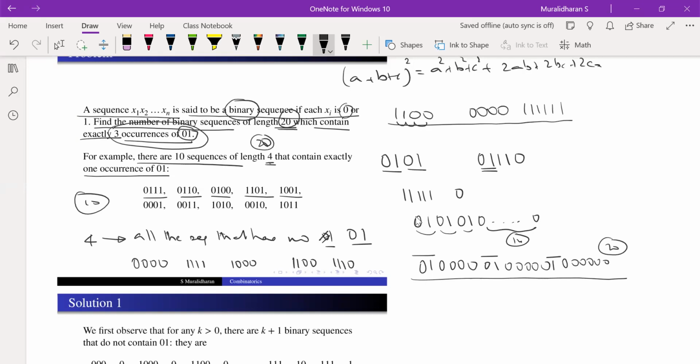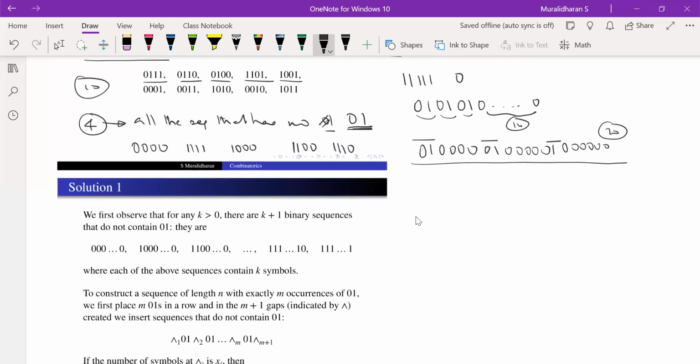I think there are only those 5, because all the 1s have to be before the 0s. Otherwise, there's a 1 after a 0. So these are the only 5. For length 4, the sequences which do not contain 0, 1 number just that one. More generally, if the length is k and I want no occurrence of 0, 1 at all, there should be k plus 1 of them, because all the 1s must appear before the 0.